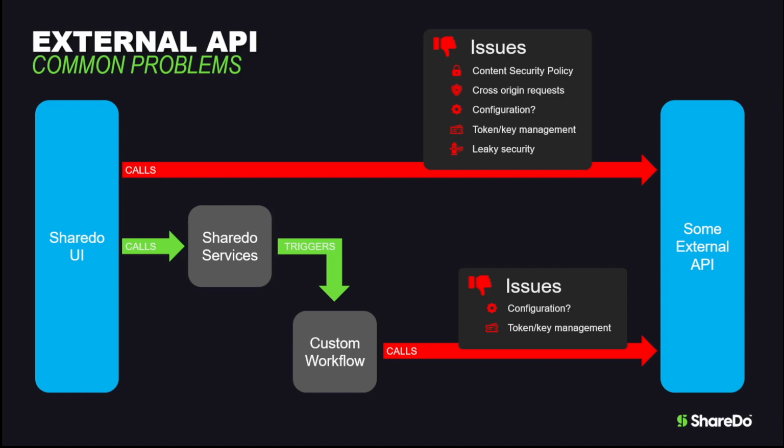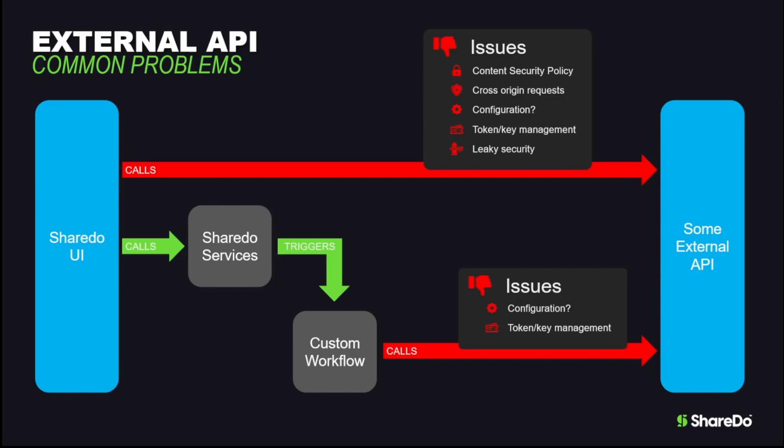From the server side of things, with workflow, there's less issues, but there's still the same issues. So we've got issues with configuration. How do we change the URLs for that external API as we move between the environments without baking it directly into the workflow with a bunch of if statements and things like that? And again, if we're using OAuth or shared secrets, how do we manage those tokens and keys?